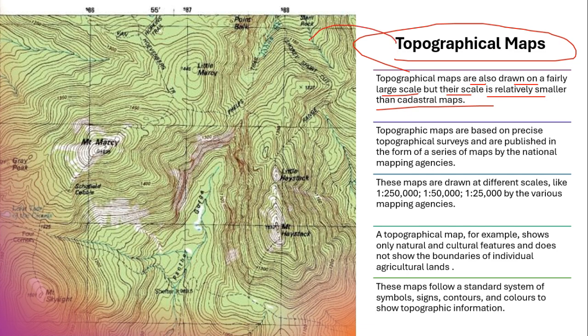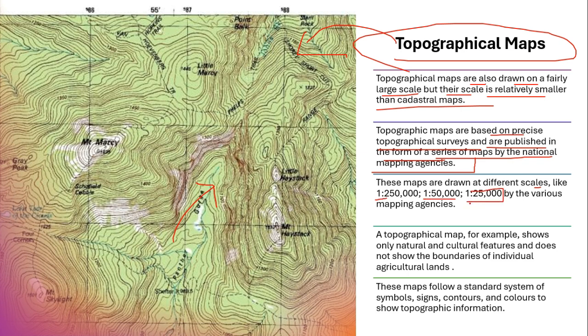Topographical maps are also a type of large scale map, but the scale is smaller than cadastral maps. These maps are based on precise topographical survey and are published in the form of a series of maps by the National Mapping Agency. These topographic maps are available at different scales, like 1:250,000, 1:50,000, 1:25,000.